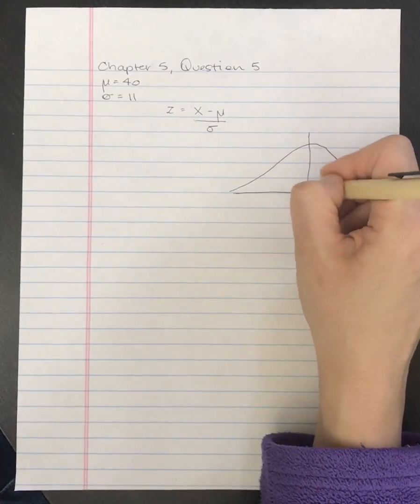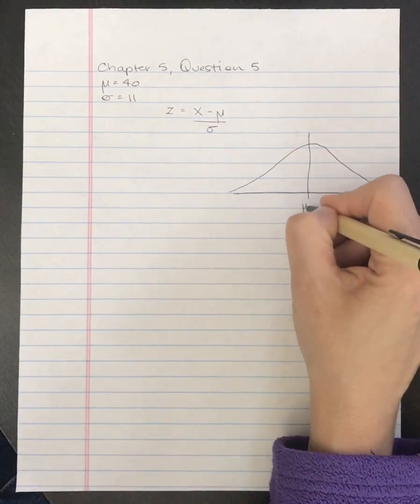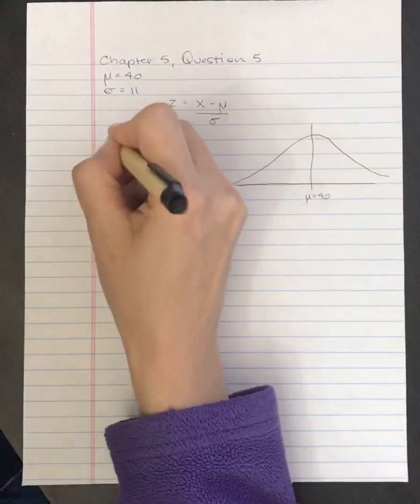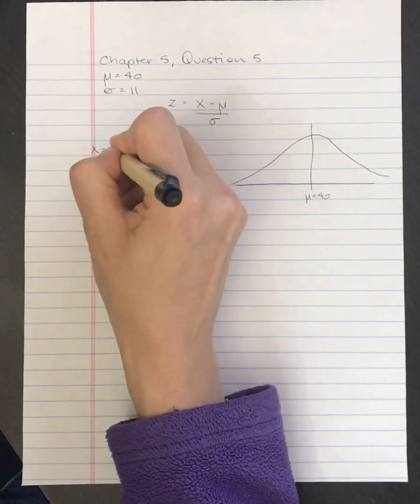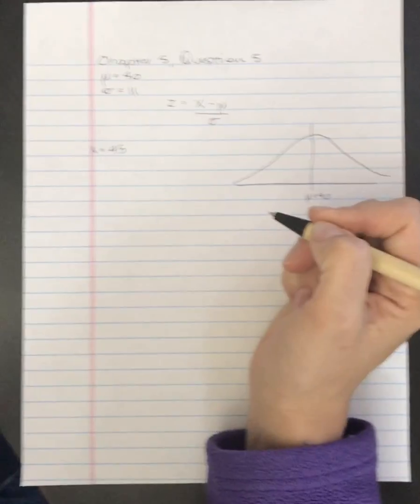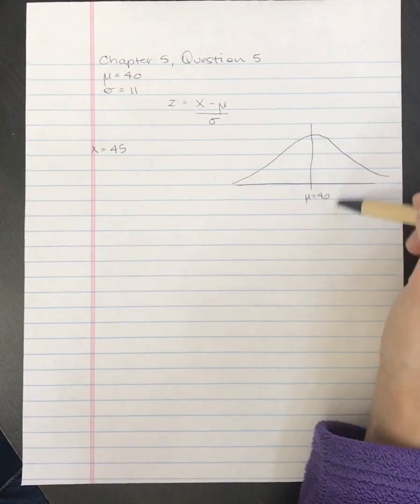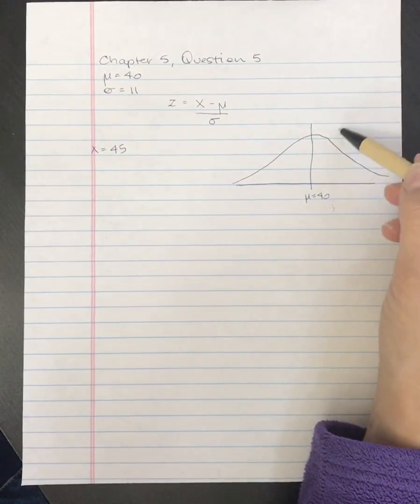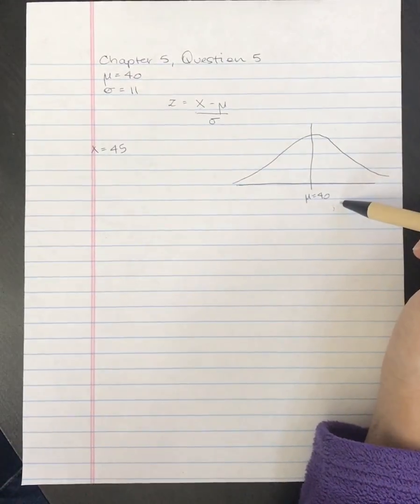So let's put our mean here. So our mean is 40. And the first X score that we're asked for is X equals 45. So 45 is going to be somewhere out here. So we should be having a positive Z-score.